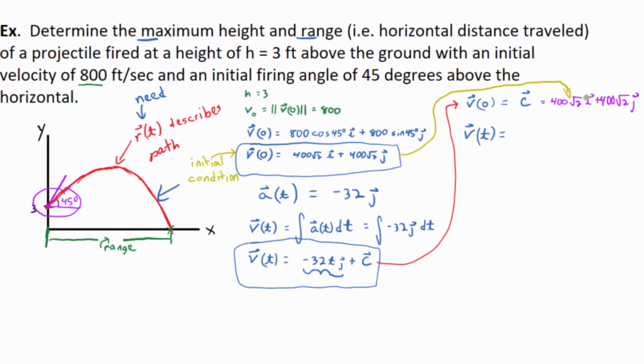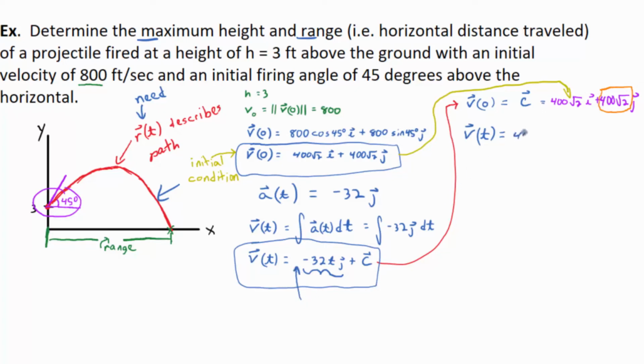So, let's go ahead and combine. You add corresponding components. Let's combine the J components, because we have a J component in C, it's 400 radical 2, and we have a J component already in V of t, negative 32t. So let me write it in order.